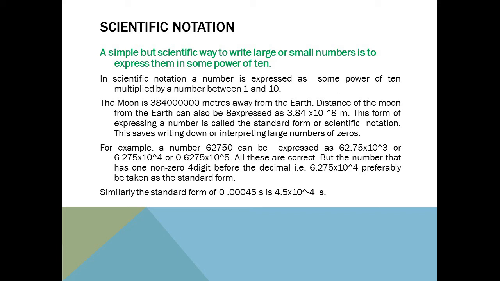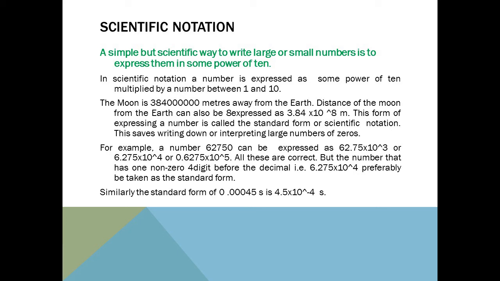For example, another number 62750 could be expressed as 62.75 into 10 raised to power 3, or 627.5 into 10 raised to power 2, or 0.6275 into 10 raised to power 5. All these are correct. How many digits we shift our point is up to us, but the number that has one non-zero digit before the decimal, 6.275 into 10 raised to power 4, is preferably taken as the standard form.